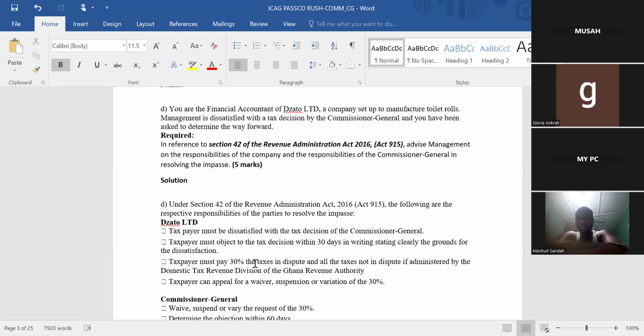Now, when the Independent Tax Appeal Board looks at the issue between the taxpayer and the Commissioner General, and the taxpayer is still not satisfied with the ruling, the law says that both the taxpayer and the Commissioner General have the right to go where? To the High Court. When the High Court rules and you are still not satisfied, you can go to the Court of Appeal. From the Court of Appeal, if you are still not satisfied, you can go to the Supreme Court. And the Supreme Court is the apex court in Ghana.